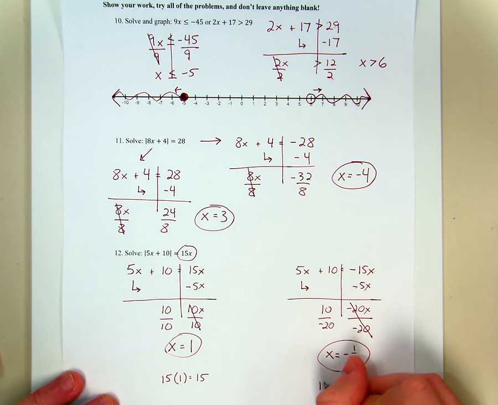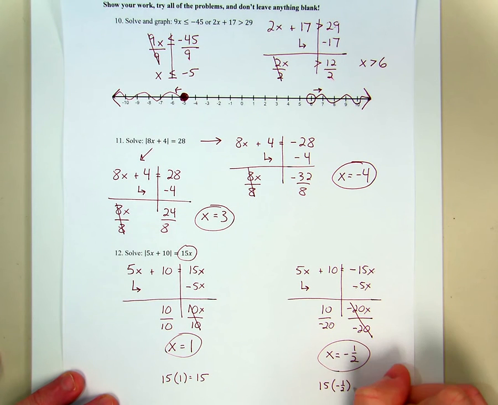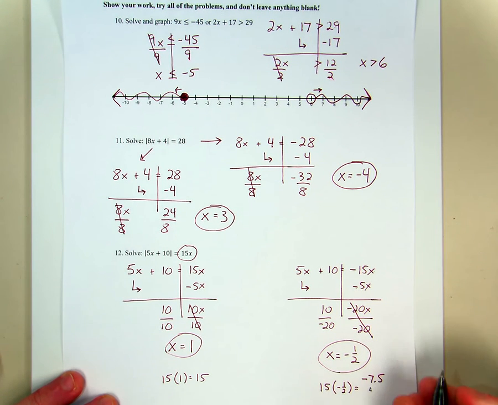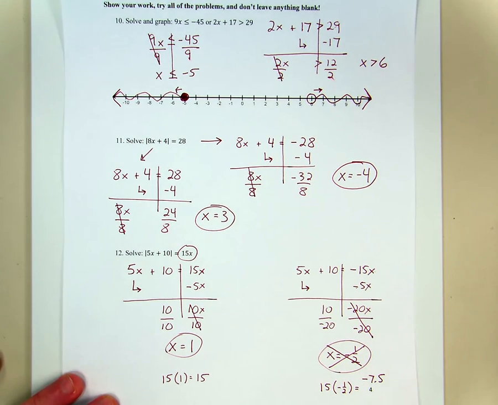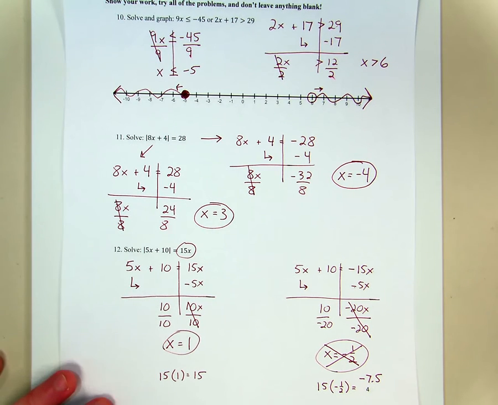With the second solution, if I were to change x to negative 1/2, do 15 times negative 1/2, this is going to equal negative 7.5. The answer to an absolute value equation can never be negative. Therefore, this solution is invalid. You can just cross it off. To get the total, full, correct answer, you should have x equals 1 and cross off the second solution of x equals negative 1/2.